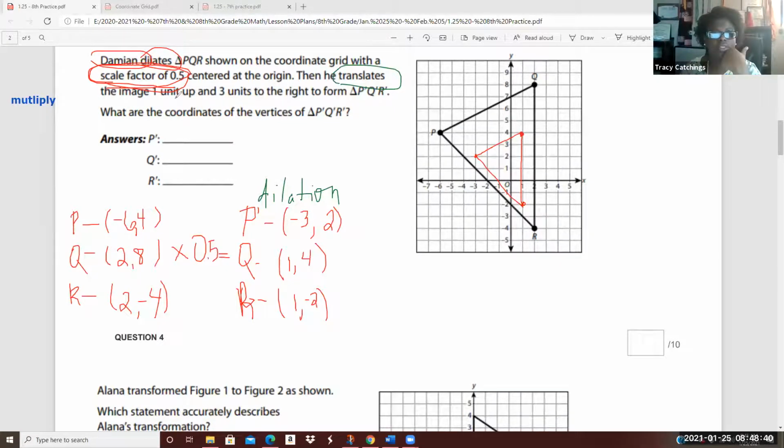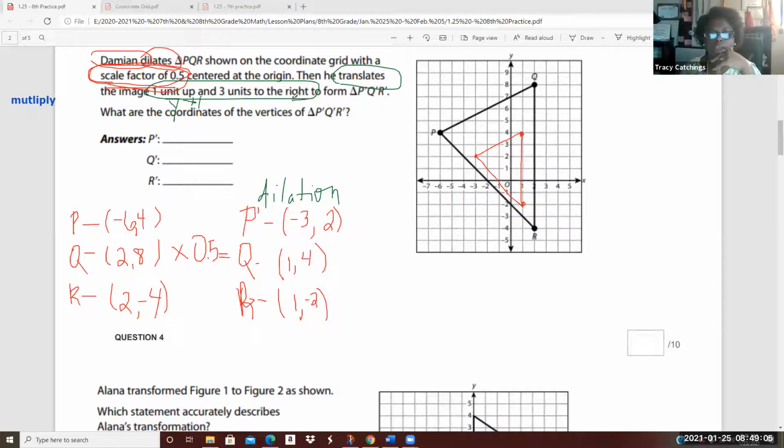One up, 3 to the right. Now we're talking about up. What axis goes up? All right, and if I'm going up, would that be positive or negative? Good job. So that means my y coordinate, we're going to add 1 to it because we went up.